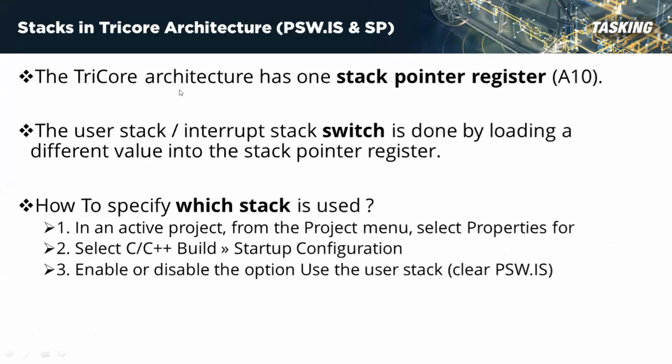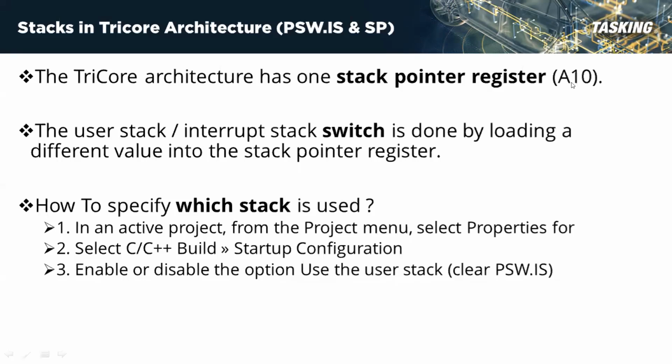In this slide, we are going to see the IS bit, or interrupt stack bit, that already exists inside the PSW register, or processor status word. So basically, this is a register that contains different flags, and this one is one of them, the interrupt stack, and the SP, or the stack pointer. For the TriCore architecture, it has only one stack pointer register, and it is A8.